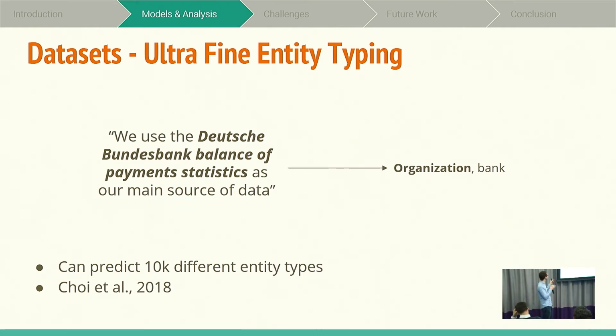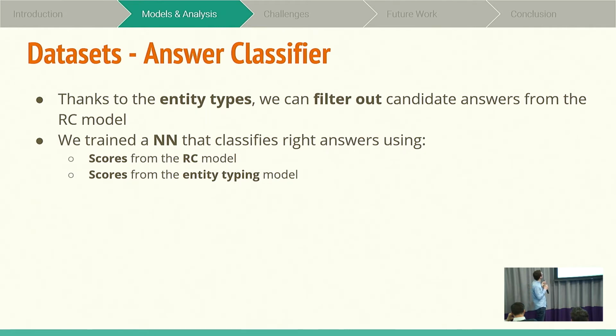Given this example, we use the Deutsche Bundesbank balance of payment statistics as our main source of data. This is an actual sentence from a paper. And given this sentence and the dataset name, Deutsche Bundesbank balance of payment statistics, we retrieve the entity types organization and bank. And in most of the dataset names, as I said, the type is organization. So we can filter out dataset names using this. Because of the entity types, we can filter out the noise.